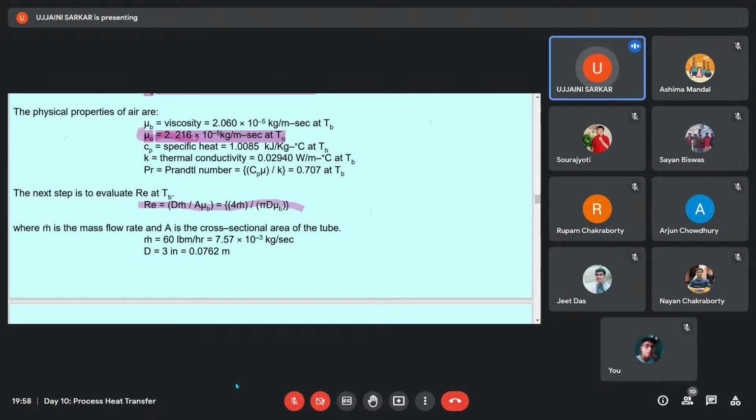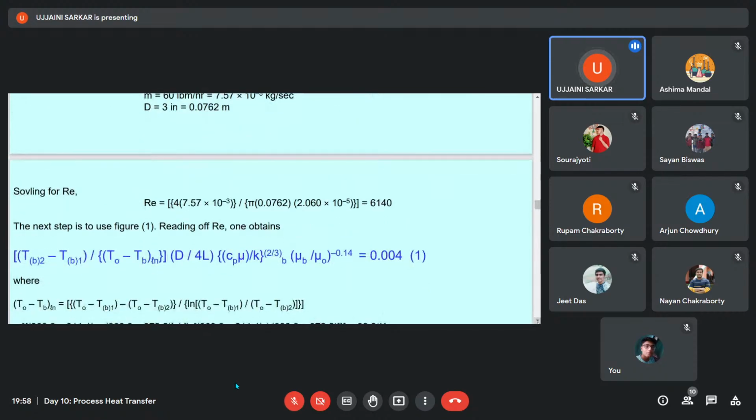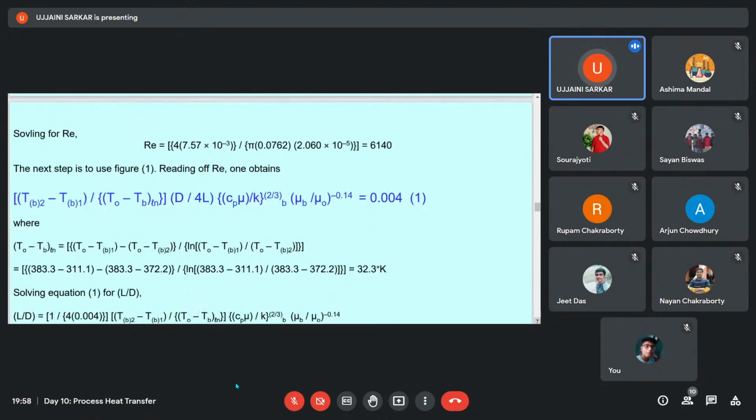কুইকলি ফাইন্ড আউট, কারণ রেনল্ডস নাম্বার না বার করে তুমি ডিটাস বোল্টার বা সিডার টেট ইউজ করতে পারবে না। ডিটাস বোল্টার বা সিডার টেট তখনই ইউজ করতে পারবে, এই দেখো সিডার টেট ইউজ করেছি আমরা, viscosity correction দিয়েছি। It will be mu b by mu naught to the power minus 0.14 or mu naught by mu b to the power 0.14.